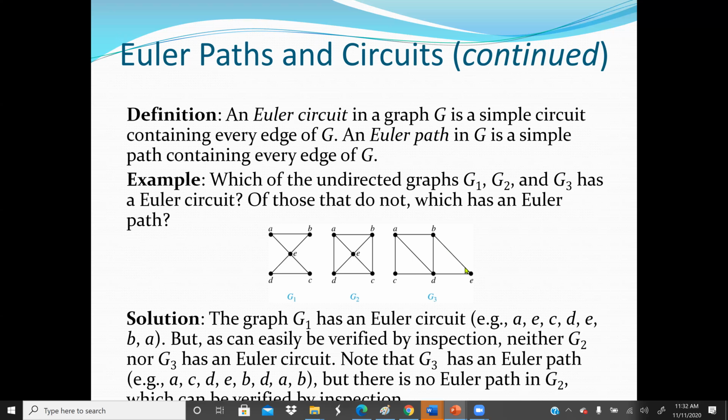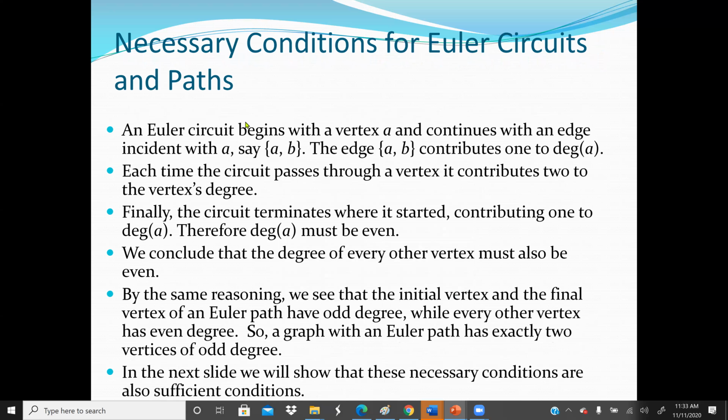But because E is 2, always look for the odds. And you can count how many odd degrees you have. You shouldn't have more than 2. Otherwise, we can't get the Euler path. So these conditions are very important. We should consider these conditions when we are looking for Euler circuits and paths.